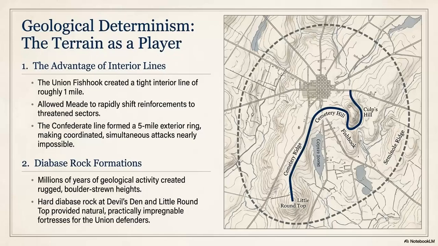Hard diabase rock formations at Devil's Den and Little Round Top provided natural, practically impregnable fortresses for the Union defenders, heavily favoring the defensive posture.